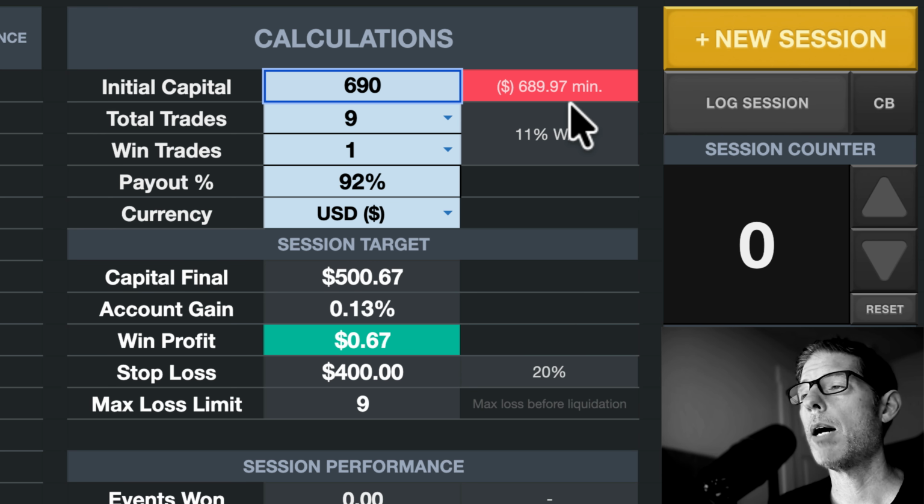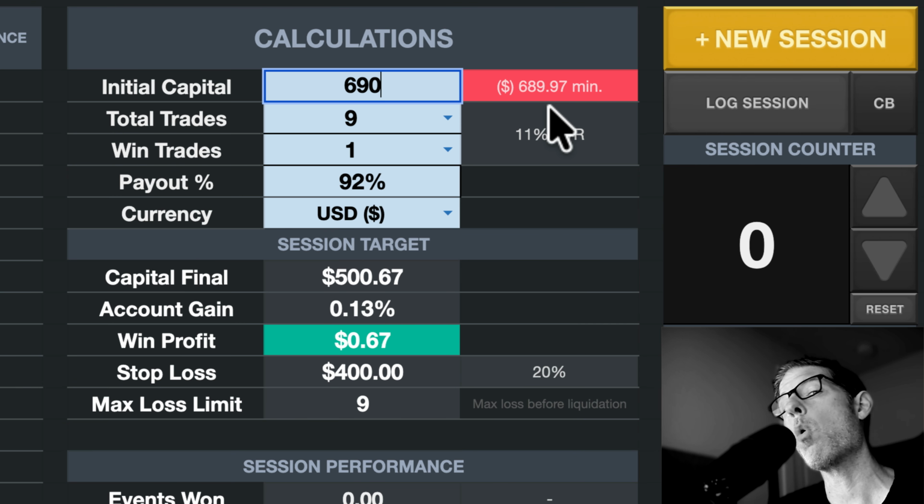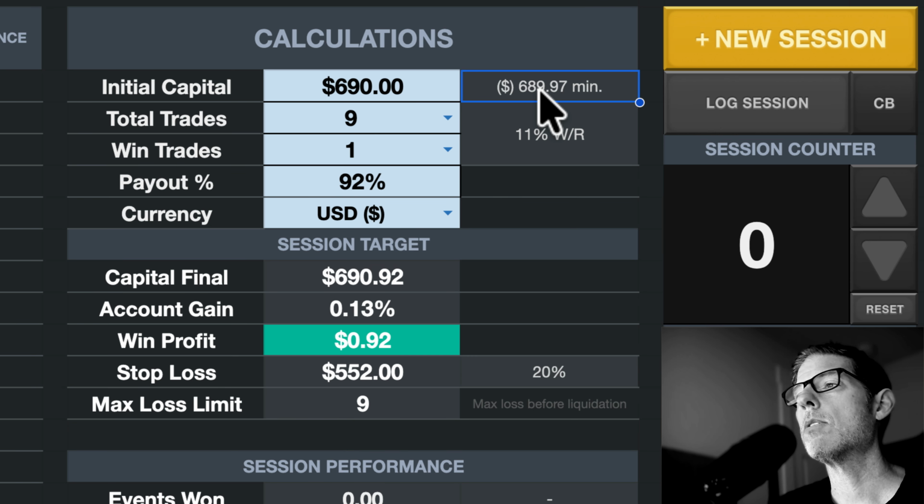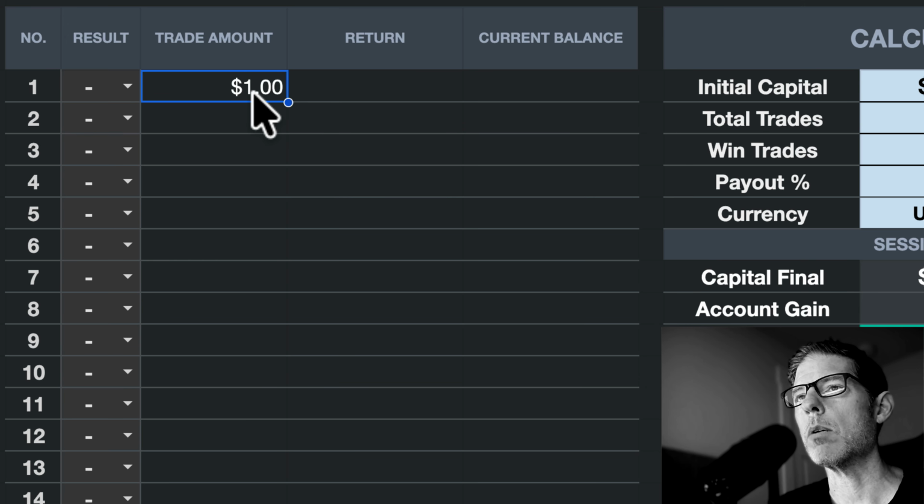Now I'm going to share with you how you can use a smaller amount, but I'm also going to show you what happens when you have more money and how fast you can scale. So let's knock this down to $690, and you must win 1 out of 9 trades. That makes the first trade amount exactly $1, which is the smallest amount that you can trade with inside Pocket Option. You can't trade with like 75 cents or something like that. So $1 is the lowest amount.